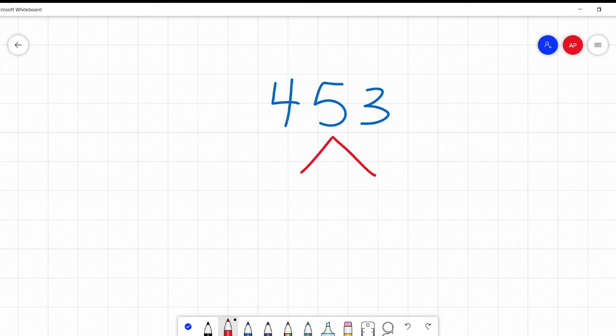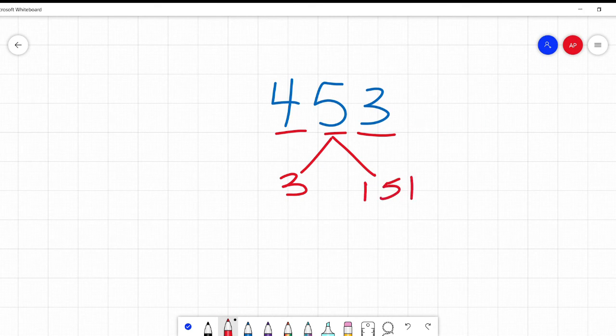Easy peasy. This one, another little trick: if you add the digits of a number up, and they equal something that's divisible by 3, the number is divisible by 3. So 4 plus 5 is 9, 9 plus 3 is 12, and 12 is divisible by 3. Yes, this is divisible by 3. And see, it keeps on working, because here you have 1 and 2, and 1 plus 2 is 3. Divisible by 3. All right, so 3 goes into that, let's see, was that 151 times?